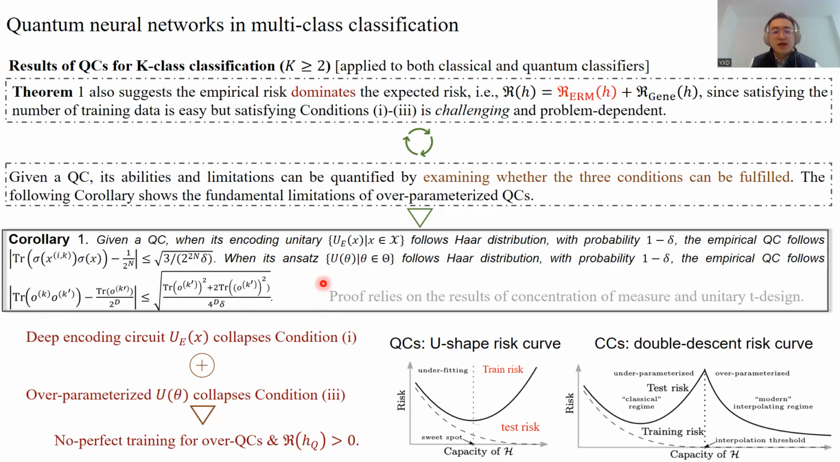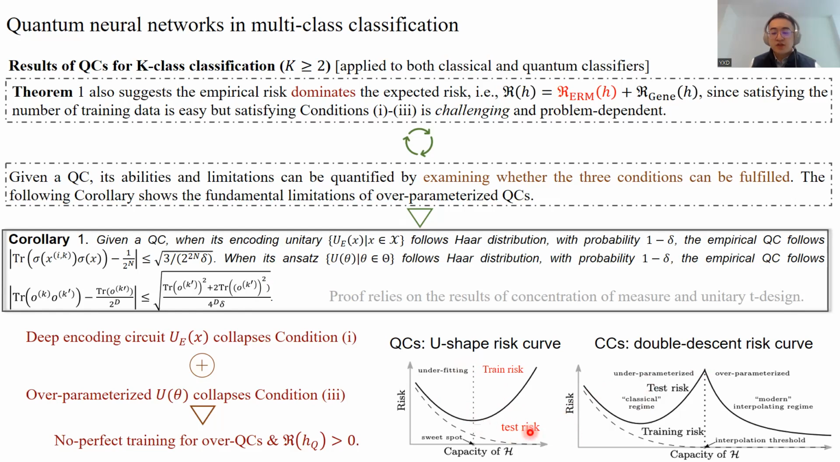And when the employed ansatz is too deep, following a hard distribution with probability 1 minus delta, we can say the measurement operators are in the same direction. This collapses condition 3. So taken altogether, we can conclude that there is no perfect training for over-parameterized quantum circuits. So when we adopt an over-parameterized quantum classifier, we will experience a U-shaped risk curve instead of the double descent risk curve encountered in deep neural networks.